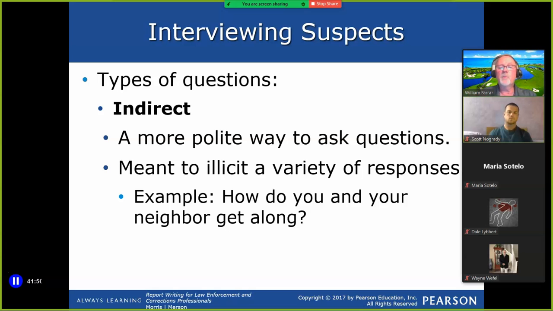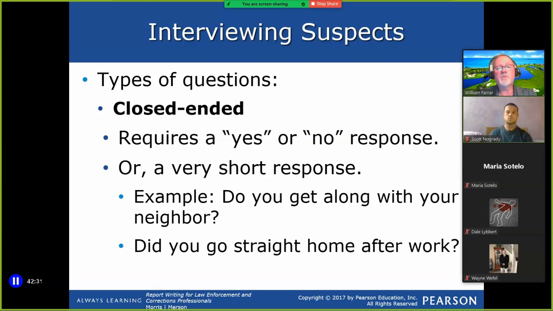An indirect question would be a more polite way to ask. It's a little less forward, but it is meant to elicit a variety of responses, right? Or a little bit more. So the example could be, how do you and your neighbor get along? And yeah, sure, somebody might just say, well, good. And you could have them elaborate a little bit more. But typically they might tell you a little bit more, because it's pretty open, right? It's not super open-ended, but it is meant to elicit a variety of responses from an individual. So that's an indirect question.